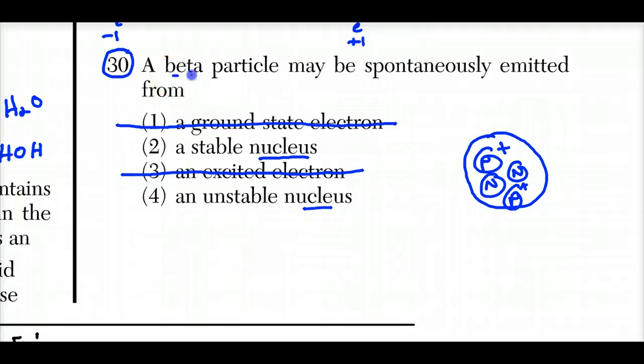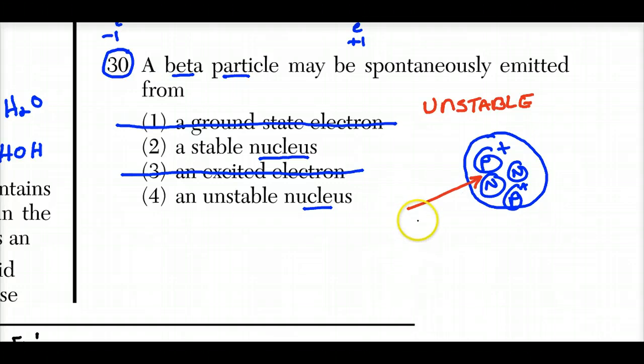Now a beta particle is emitted from unstable nuclei, and there's three different reasons, and there's more than that, but I'm going to break it down to three basic reasons. When a nucleus is unstable, there's a couple of different reasons. Well, the one you have to know for this course is too many protons.